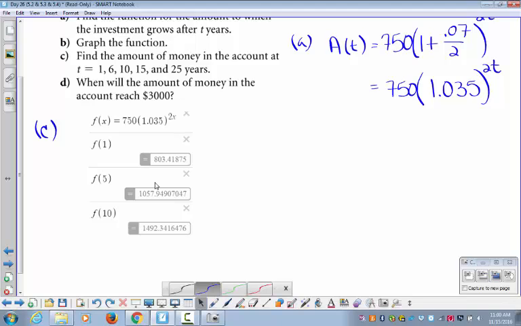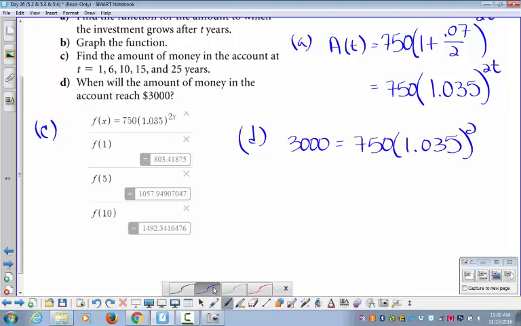And this one is probably the most important. Part B. When will the amount of money in the account reach 3,000? So what we're trying to do is solve this equation for t. This is the most important one. We want to know exactly when it reaches $3,000.